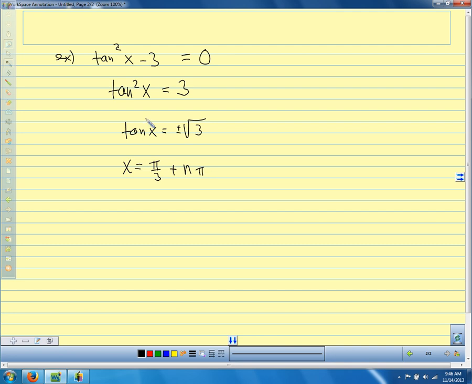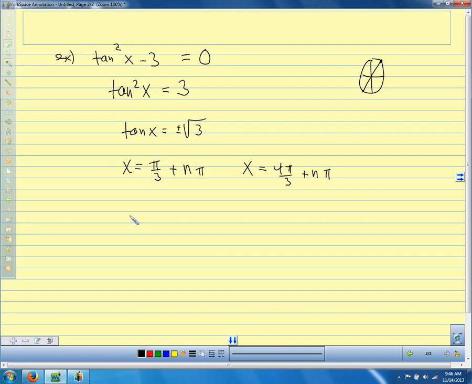What other angle gives us the tangent of positive square root of 3? So we're here on our unit circle. There our tangent is positive square root of 3. Both sine and cosine are positive. 4π/3 down here. So x equals 4π/3 plus nπ. So those are our two positive square roots of 3.